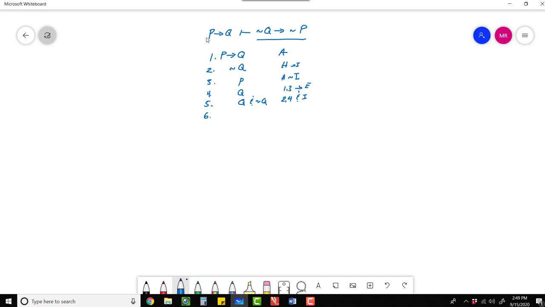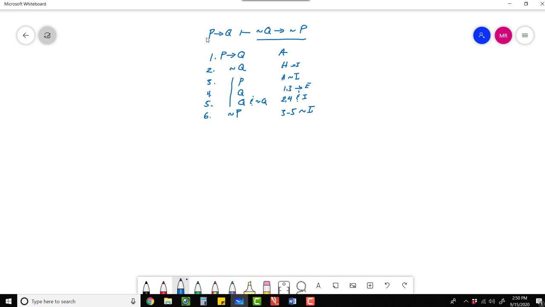Remember, we always have to discharge our hypotheses in reverse order. So now I can discharge my hypothesis by writing not P, right? The negation of the hypothesis, that's always what you write. Drop a line, and that's 3 through 5, negation introduction.